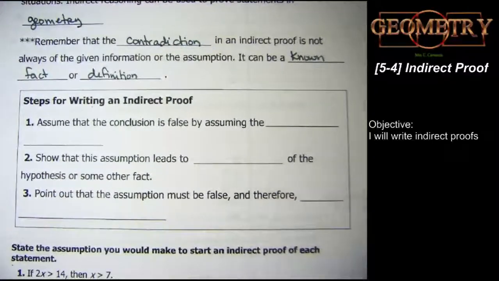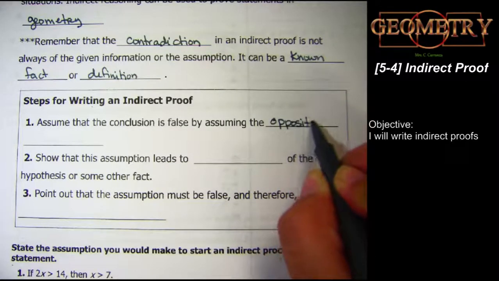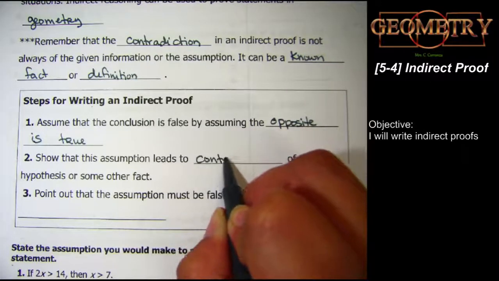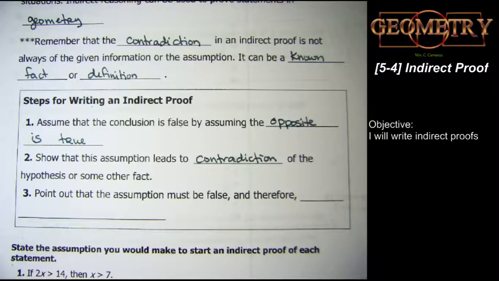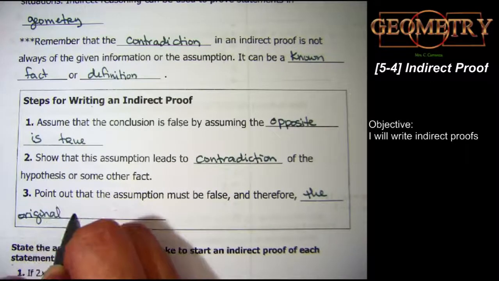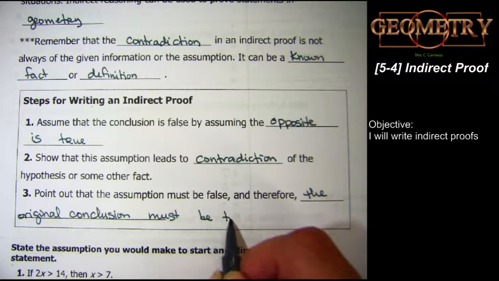There are only three steps for writing a formal indirect proof, and they are: assume that the conclusion is false by assuming that the opposite is true. We'll assume, friend, that what you said is true. We all know that you're not, but we're going to assume that it's true. Then you're going to show that that assumption leads to some sort of contradiction, whether it be a contradiction in one of the hypotheses that you two have agreed upon or some other fact or definition. Then you have to point out that that assumption was false. And then add, therefore, the original conclusion must be true.